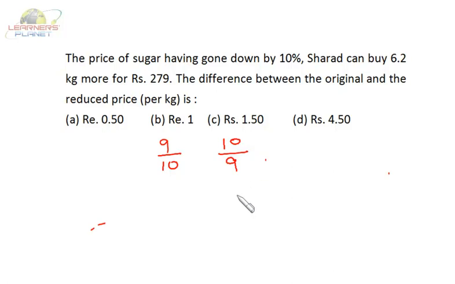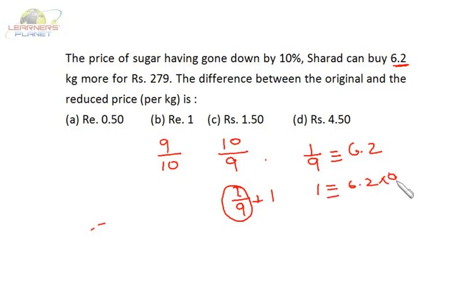That means it is 1 by 9 plus 1. That means 1 by 9 part consumption can be increased. And in this case, 6.2 kilogram consumption is being increased. That means 1 by 9 is equivalent to 6.2. That means the original quantity is 6.2 into 9.